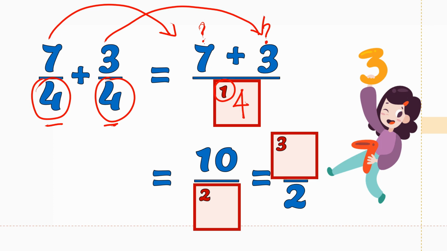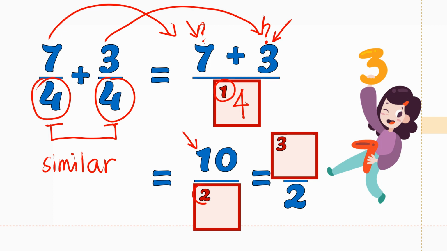Take note, kailan ka maggagaya? Maggagaya ka lang kapag nakita mong similar. Okay? Meron kang similar fractions. Ibig sabihin, same yung denominator na nakikita mo. Now, what you're going to do next is, syempre, you have to add 7. Add this 7 and then 3. So, that is 10.